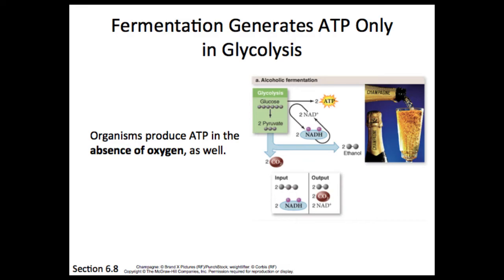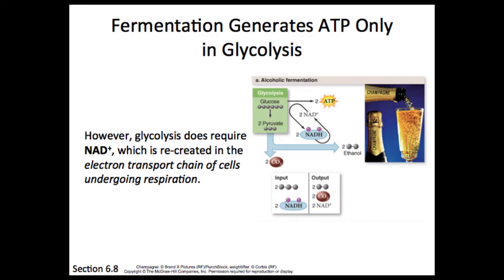Now, all of this has been about oxygen, right? We need oxygen to pull those electrons down the electron transport chain. But organisms can produce ATP in the absence of oxygen as well. We refer to this as fermentation. Recall that glycolysis produces ATP and it does not require oxygen.